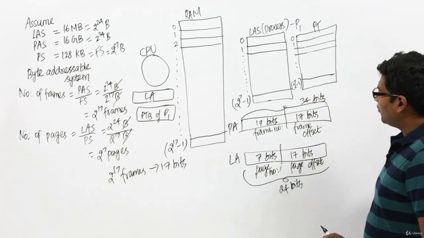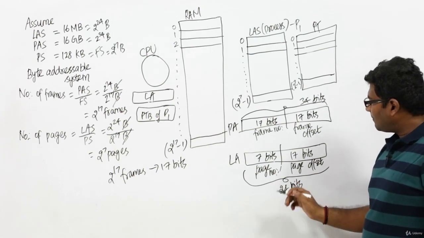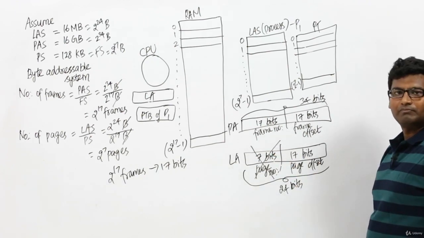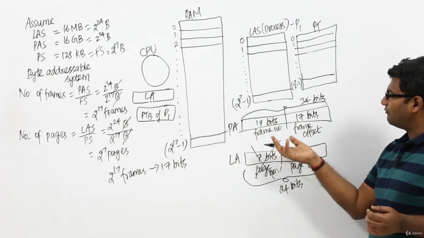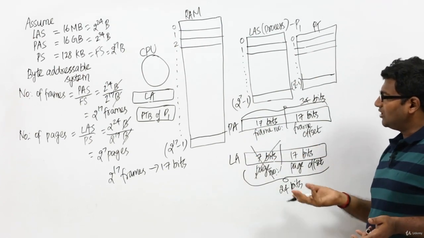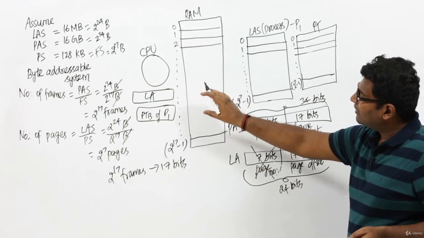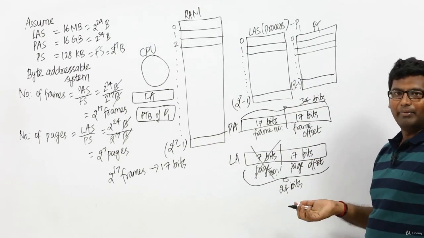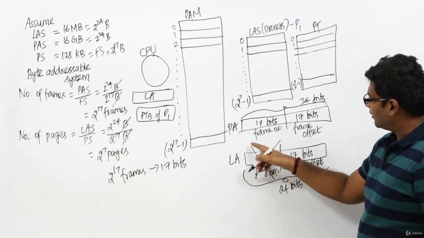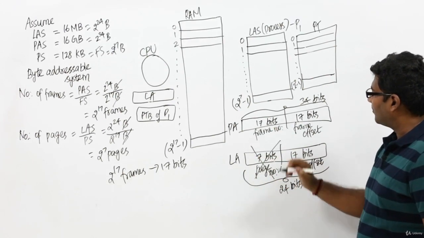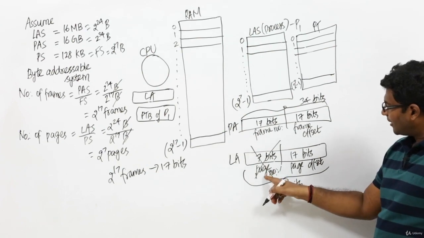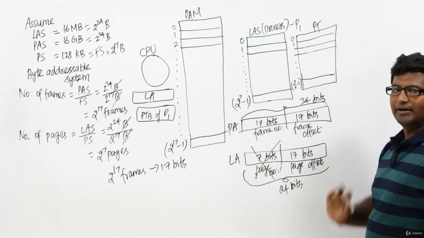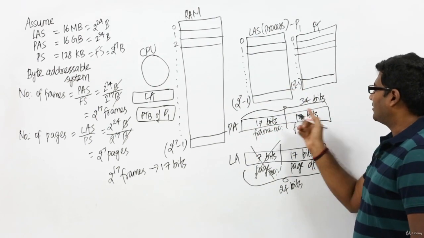Once the frame number is found out, we will replace the 7 bits using the 17 bits. So far we have not calculated the physical address. I have just shown it before. The CPU has generated the logical address, then it went to the page table, then it found out the frame number, then it replaced the page number with the frame number. And in case it replaces this page number with the frame number, we have converted this logical address into a physical address, right? Now our CPU has got the physical address.